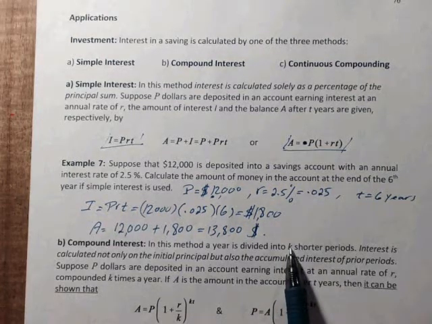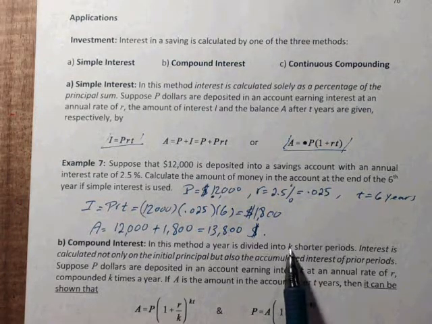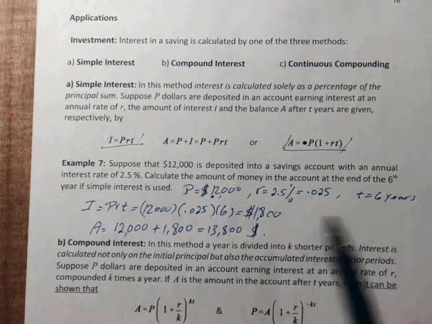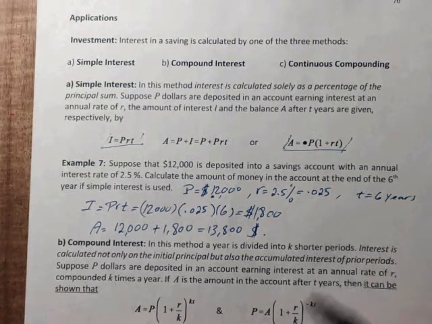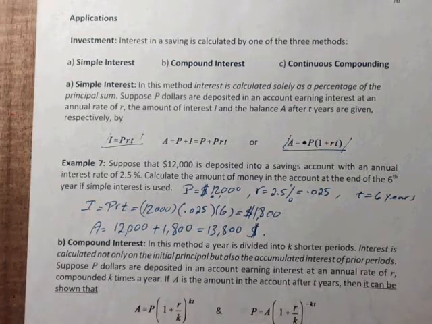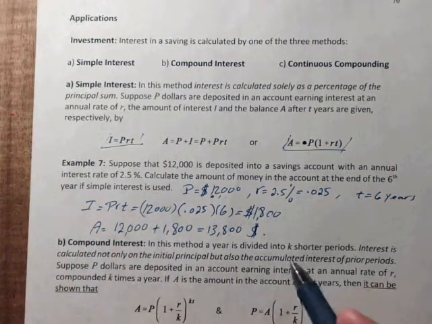For example, if you do it monthly, k is 12. If you do it quarterly, k is 4. If you do it weekly, then k is 52. And if you do it daily, k is 365. Of course, you can do it hourly, then by the minute, by the second. So it really doesn't matter. K can be as big as you want.